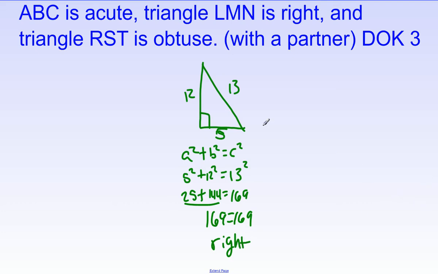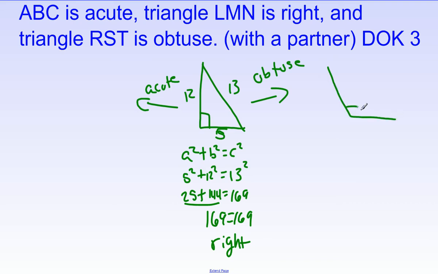Now, all you'd have to do to take this same triangle and now make it either obtuse or acute is change the length of this hypotenuse. Make it too big or make it too small. So to make it obtuse, I'm going to make this hypotenuse too big. So 5, 12, and remember, you can't go bigger than 17, or else it's not an actual triangle. So maybe go with like 15. That should be too big. 13 is just right. This one's too big.